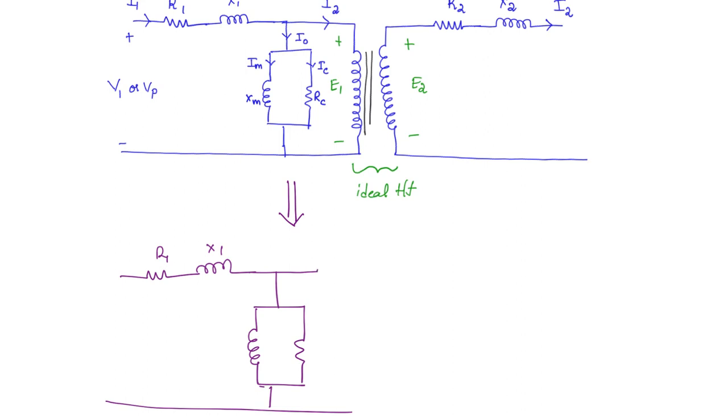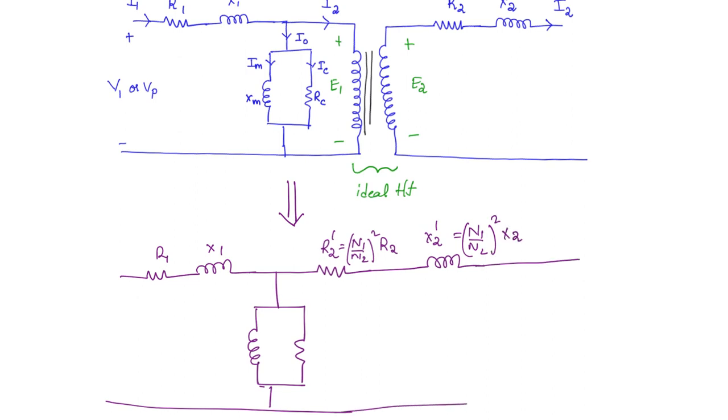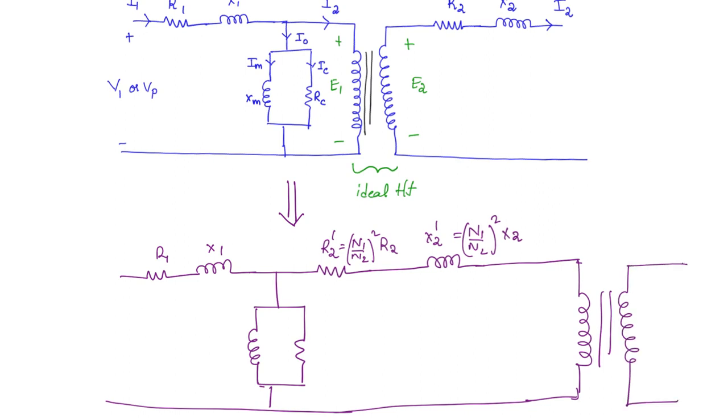Now this R2 will become R2 dash, which is equal to (N1 by N2) whole square into R2, and similarly this will become X2 dash. This is going to be (N1 by N2) whole square into the original reactance, okay. And here you are going to have the ideal transformer, right. This is how we got the impedances towards the primary side.